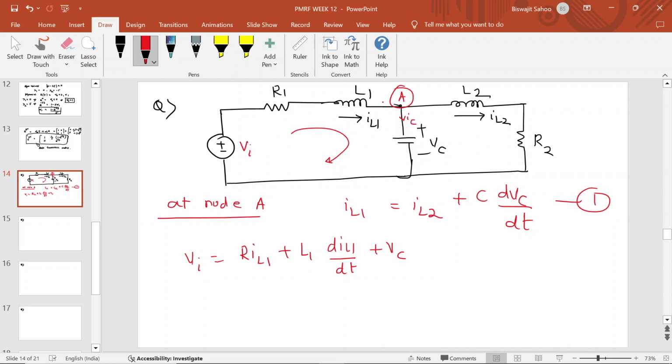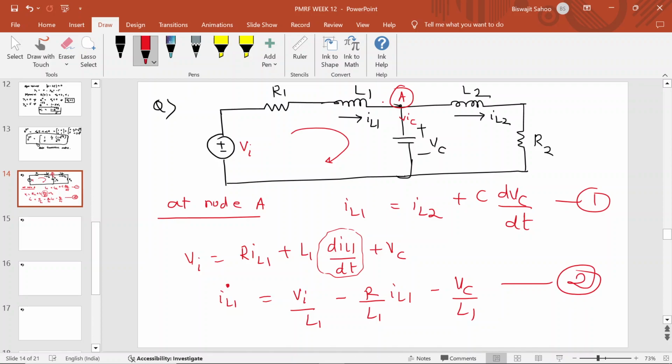Then from here you need to find out the state equation in differential form, which is IL1 dot. This term is nothing but input voltage divided by L1 minus R1 IL1 minus Vc by L1. This is equation number 2.